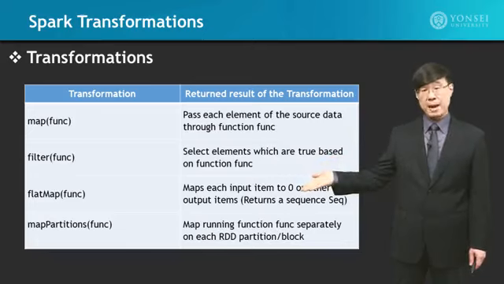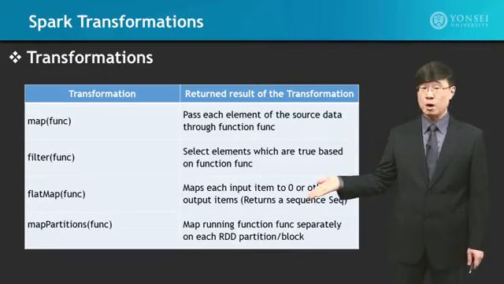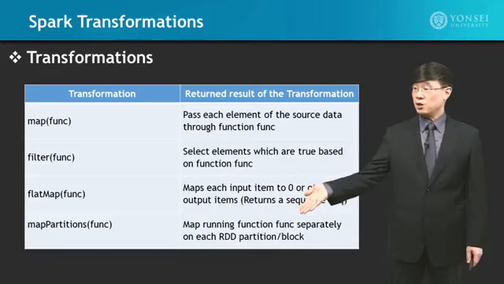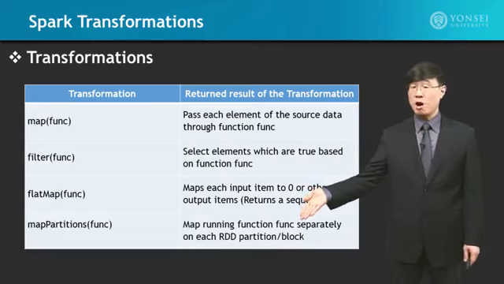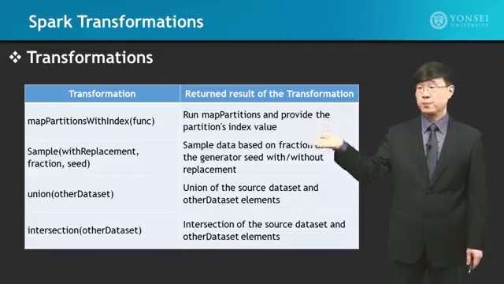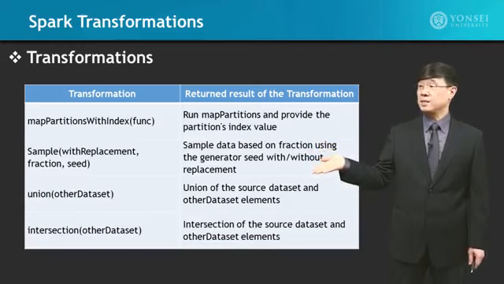Then we have flat map, which maps each input item to 0 or more output items, which results in a sequence as an output of the transformation. Map partitions, where functions are run separately on each RDD partition. This links into map partitions with index, where this will run map partitions and provide the partition's index value. Then we have the sample transformation. In this transformation, sample data based on fraction using the generator seed, with or without replacement, is executed.